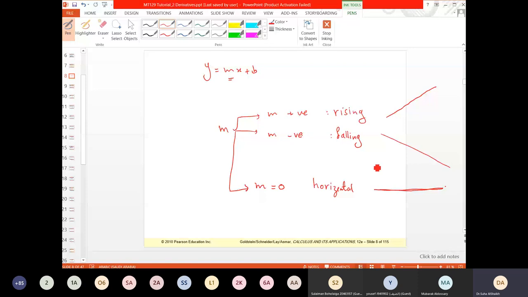Looking at the b, it shows me where I'm cutting y. Looking at the m, it shows me if my line is increasing or decreasing. My line is rising, or my line is falling, or my line is horizontal. Yeah, m equal 0 معناها that there is no slope, يعني لا يطلع ولا ينزل.